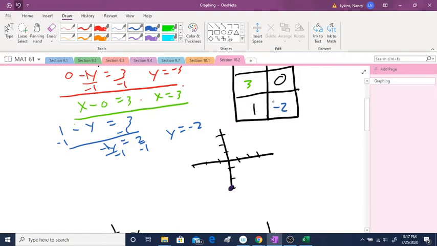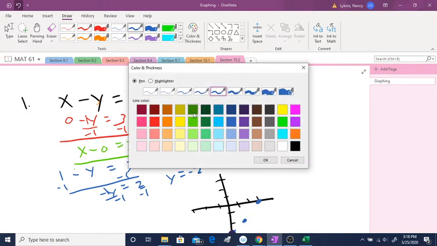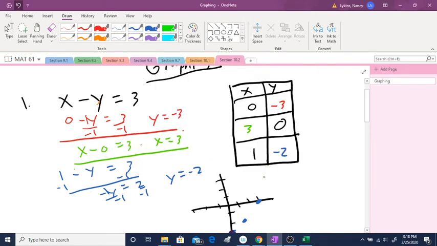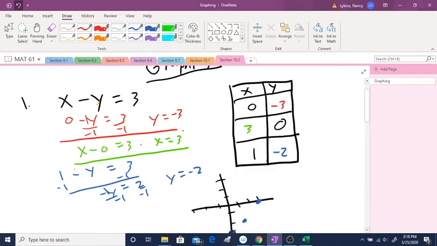So you can pick any 2 points that you want. But I'm going to graph all 3 of them. So 0, negative 3 is right here at the bottom. 3, 0, and then 1 and negative 2. Now the tick marks in my graph are not evenly spaced or the same, but all the dots should hit the same line.